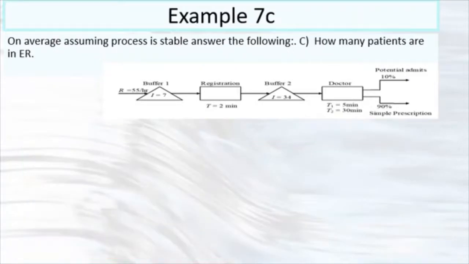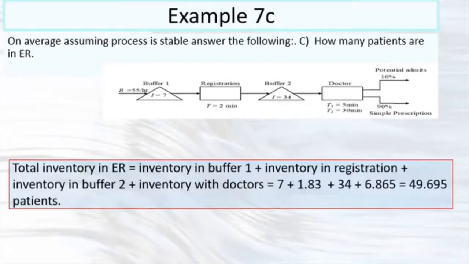So the last part of the question asks us how many patients are in the ER. So basically, we're just going to look at all the different stages and sum all the different inventories. So we know that the inventory in buffer 1 is 17, so that's it. And for registration, we've calculated that previously, 1.83.